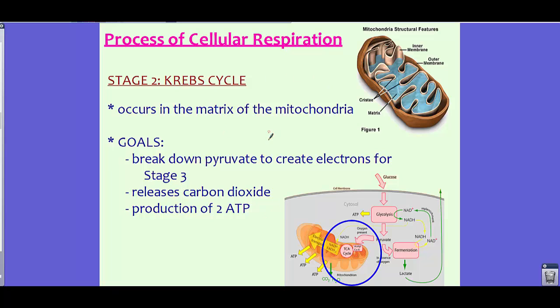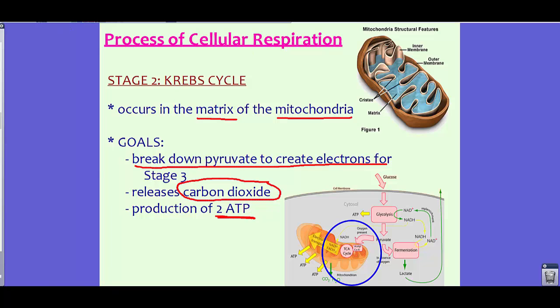So the Krebs cycle, the big important things to remember, happens in the matrix of the mitochondria. It breaks down the pyruvate and it's going to create electrons for the next stage. It releases carbon dioxide and it produces 2 ATP. So 2 molecules of energy are basically produced from this stage. So already the stage 1, we have 2 ATP, so 2 molecules of energy. Stage 2, 2 molecules of ATP, or energy.